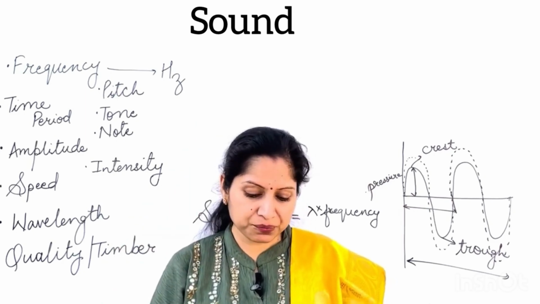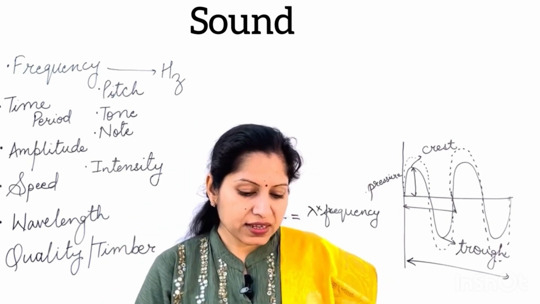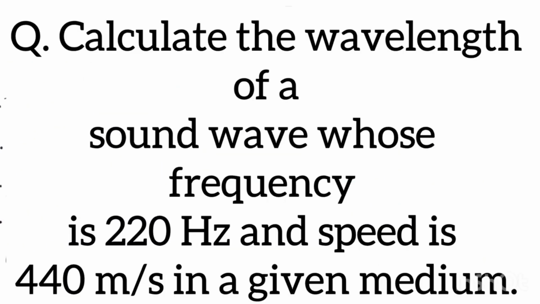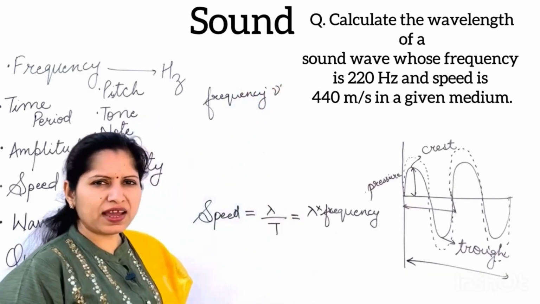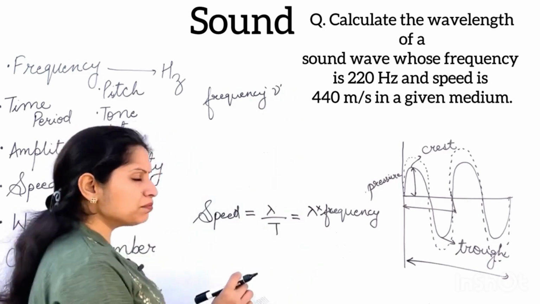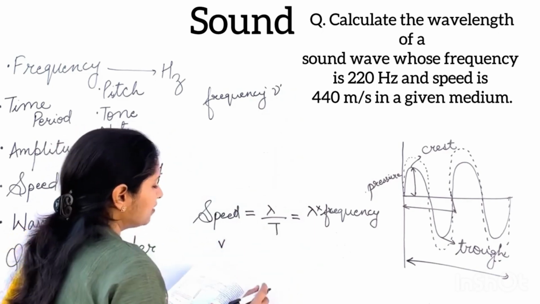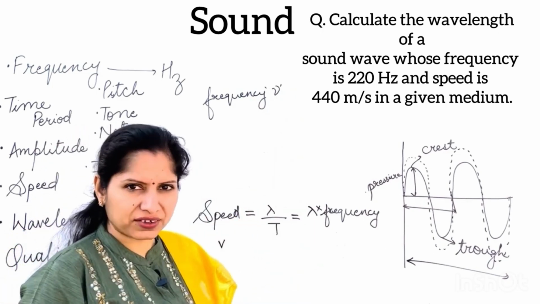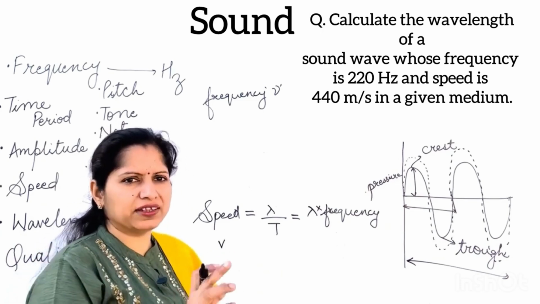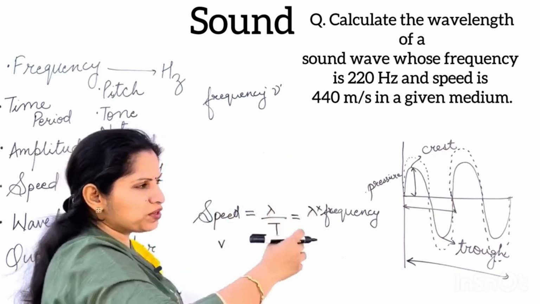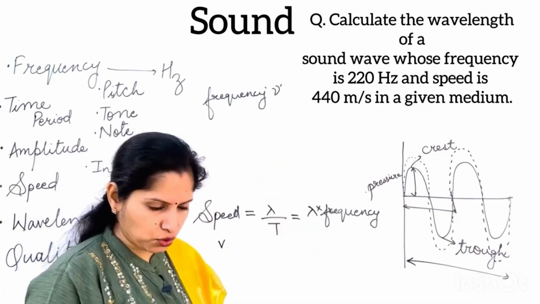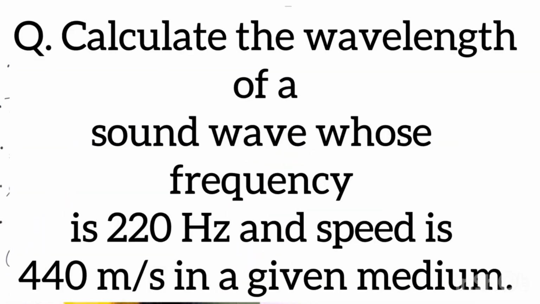The question I'm reading is: calculate the wavelength of a sound wave whose frequency is 220 Hz. The symbol for frequency is nu, but I try to avoid that because the symbol used for speed is v, and they look quite similar. So it's better to write the word frequency, and for speed you can use the symbol. Frequency is given as 220 Hz, and the speed is 440 meters per second.